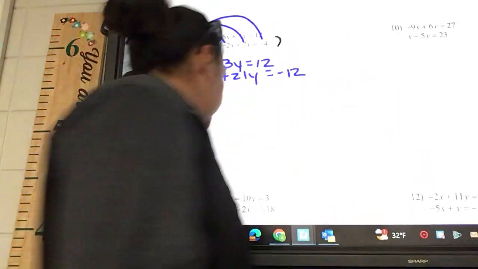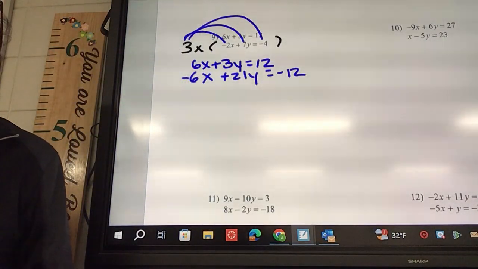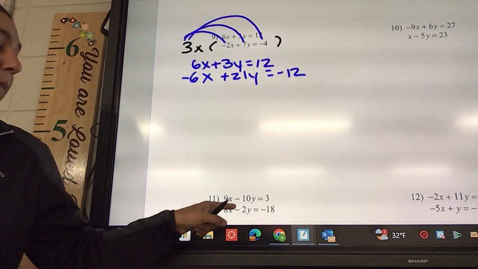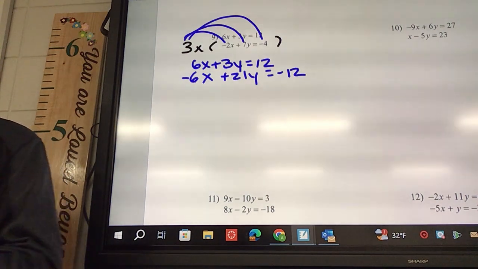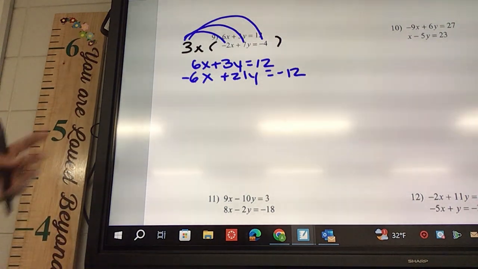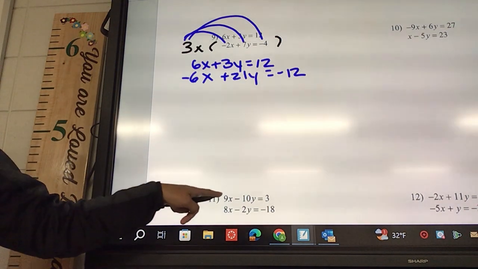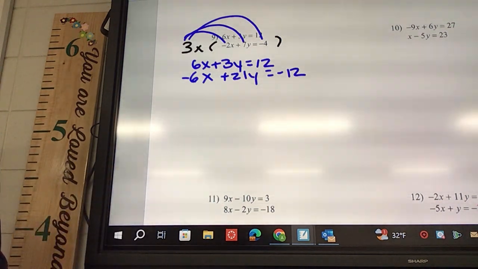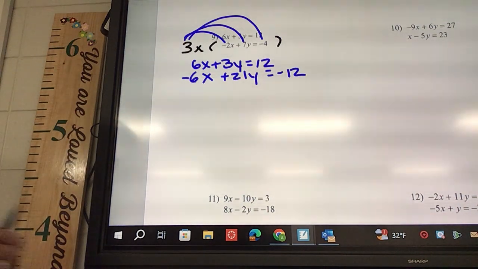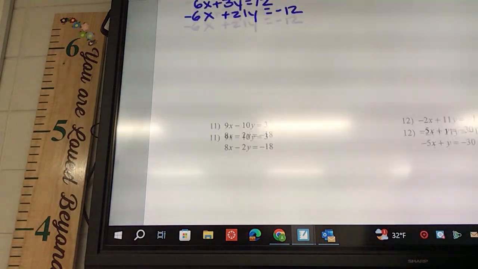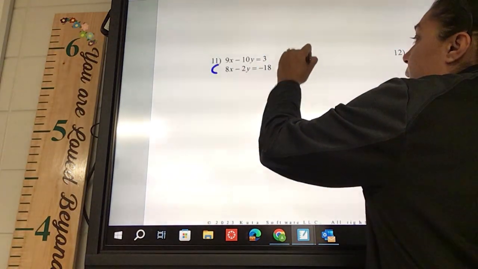Okay, look at 11. What would you like to cancel, x's or y's? Y's? Okay, so if we do the y's, what's smaller, 10 or 2? 2. What times 2 gives me 10? 5. Okay, and just to check, if we did the x's, what's smaller, 8 or 9? 8. What times 8 gives me 9? Yeah, you can't do it. 8 times 1 is 8. 8 times 2, 16. So if you skip over the number, then that's not the right one. So for this one we're saying, because it's smaller, times 5.